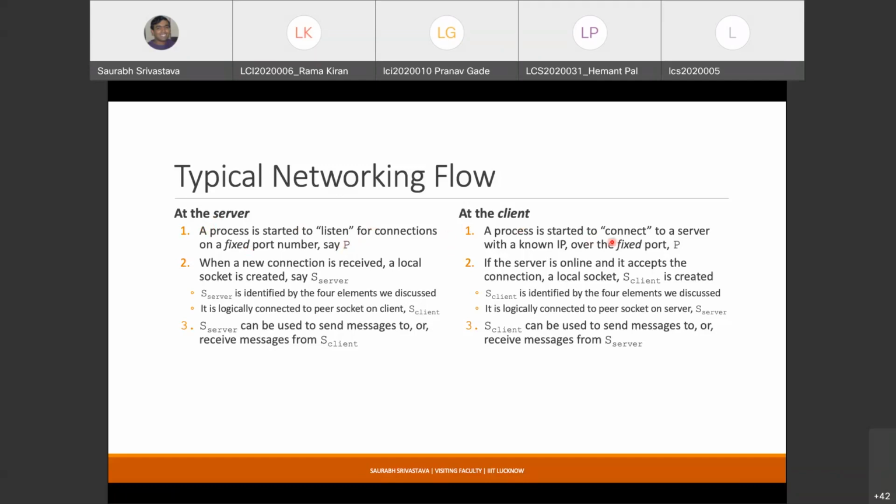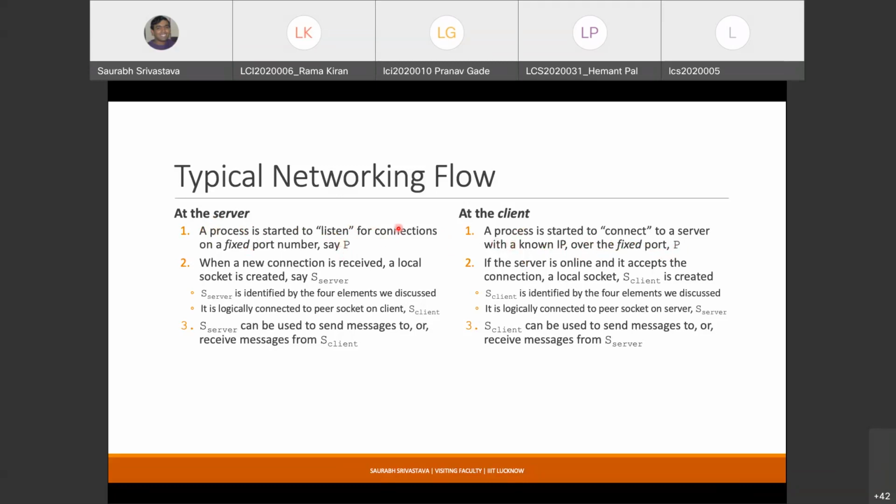On the client, you need to know the IP address of the server, and then the same fixed port number. On the client side, you need to know both IP address as well as port number. On the server, the IP address is implicit. Implicit as in you're starting the process on the machine. You don't have to tell what is the IP address of the machine. The system knows how to figure it out.